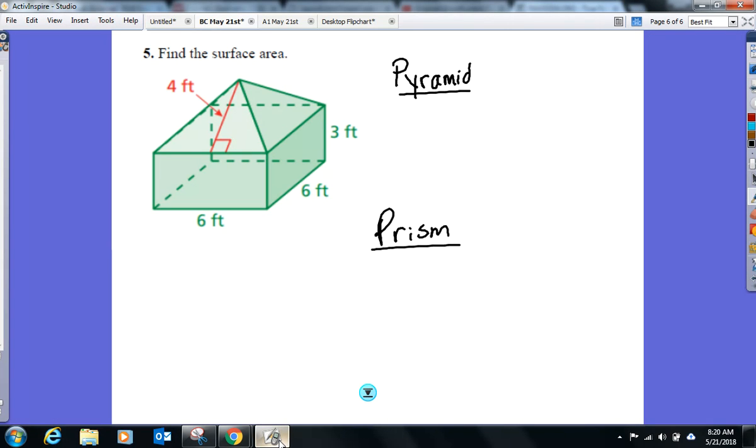Talk to me about the pyramid. What could you not count on the pyramid? The base. So essentially, if you're not counting the base, what are you just finding of the pyramid? Lateral area, right? So 4 triangles, 1/2. What was the base? 6 times the height of one of those triangles. Height? 4, right? The slant height gave you 4. And the pyramid should have come out to be 48.